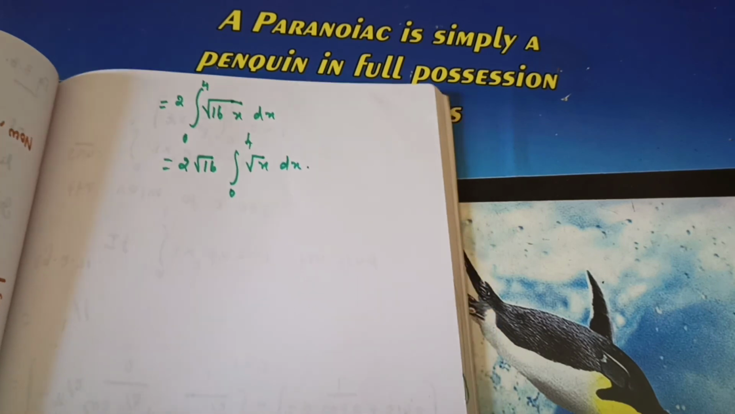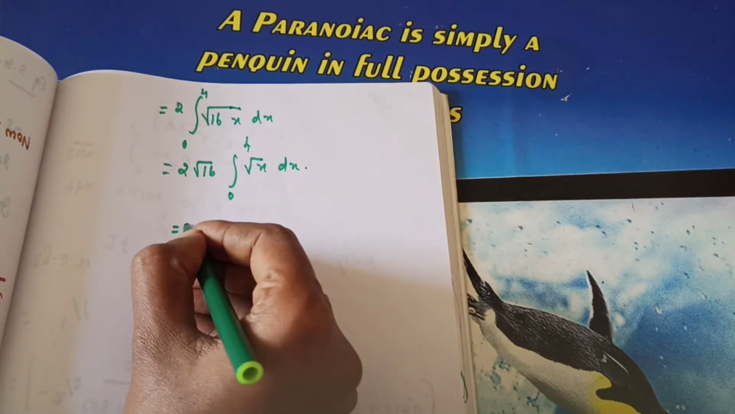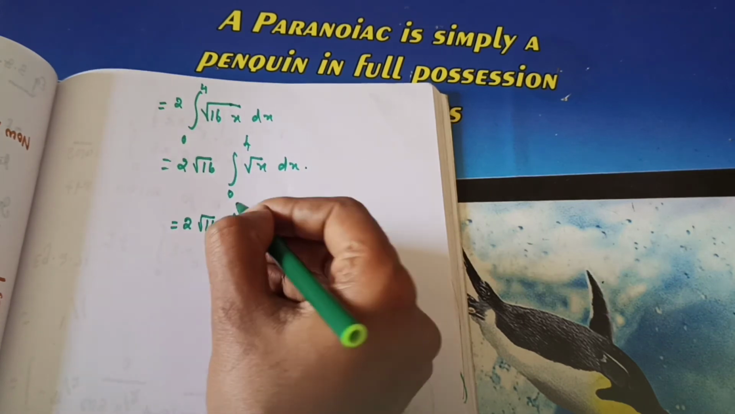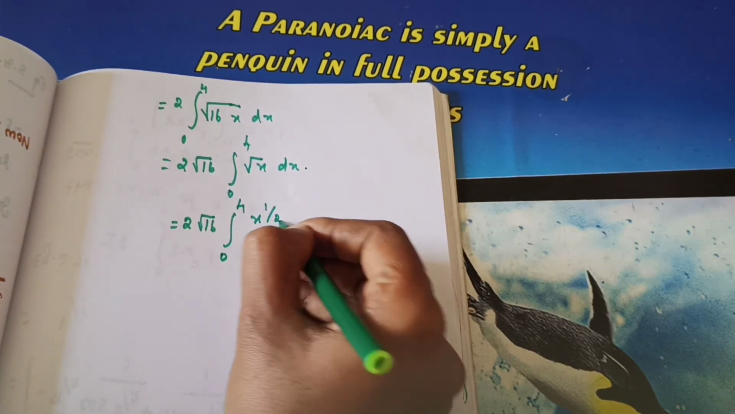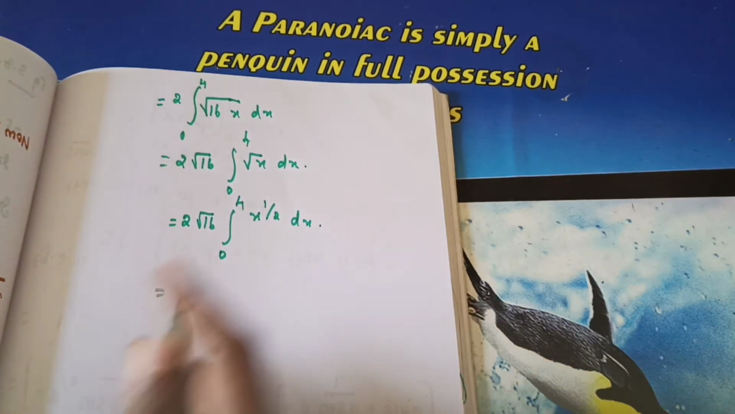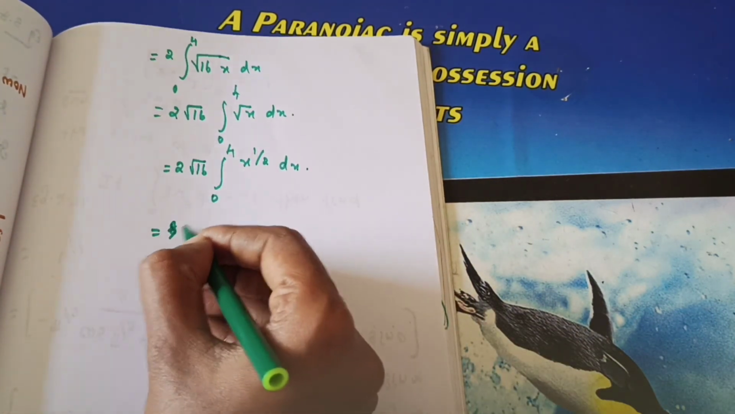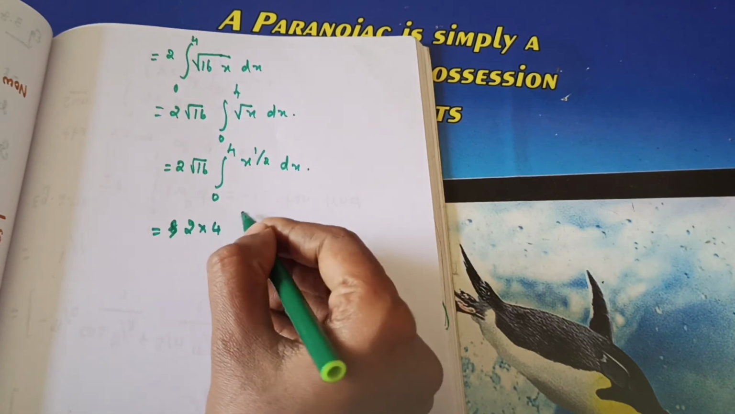You know how you will integrate? 2 root 16, integration of 0 to 4, x power 1 by 2 dx. So x power n plus 1. So 2 into root 16 means 8. Is it right? So you write one more step: 2 into 4, perfect square.